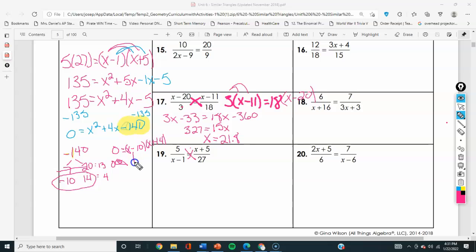So then you set each piece equal to 0. Because what's anything times 0? 0. So I set x minus 10 equals 0 and x plus 14 equals 0. Hopefully you don't have to do too much thinking on this. It's always the opposite of what's in your parentheses. So the answers would have been 10 and 14. Well, negative 14. So it's 10 and negative 14.